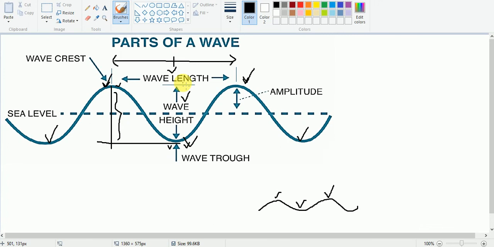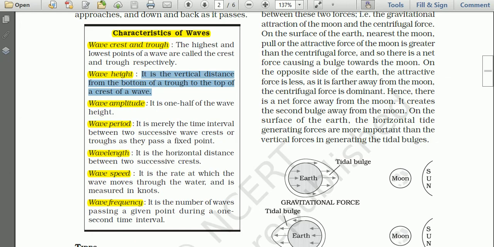See, wave height is indicated here. So here we have the crest, and here we have the trough, and the distance between this crest and this trough is known as the wave height. The vertical distance from the crest to the trough is known as wave height.